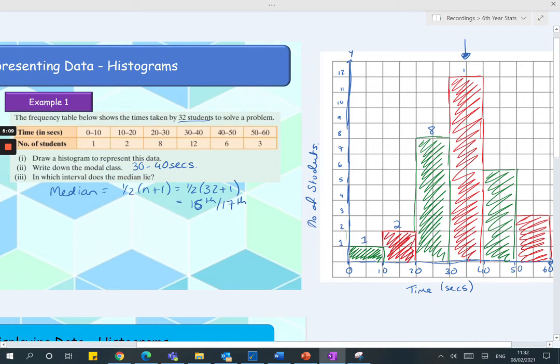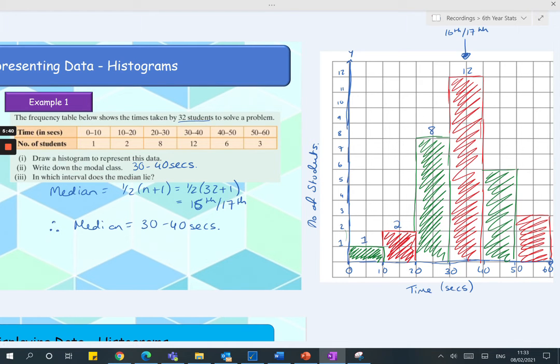Which means in the fourth one where we have 12 students, this is where my 16th and my 17th student would have to lie. Which means therefore the median interval would again be between 30 to 40 seconds. Okay, so my median interval again is between 30 to 40 seconds. And that's how we find the median and the modal class of a histogram.